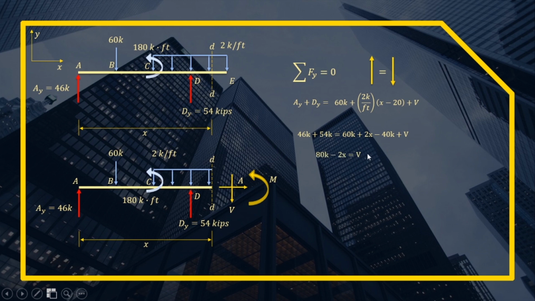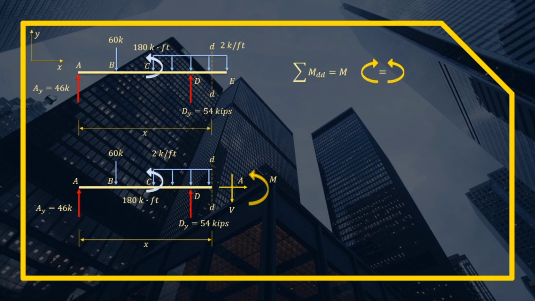Pwede nyo guys i-pause yung video tapos i-check nyo ulit yung pagkakalculate ko na dapat yung shear natin equal to 80 kips minus 2x. And this is the shear equation for segment DE. And mag-start yan, syempre, kung from D to E tayo, from 30 feet to 40 feet. So, this is the origin, no? Balikan ko lang yung A natin, that is the origin.